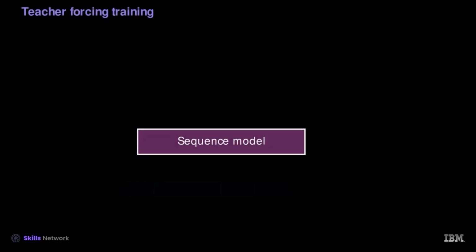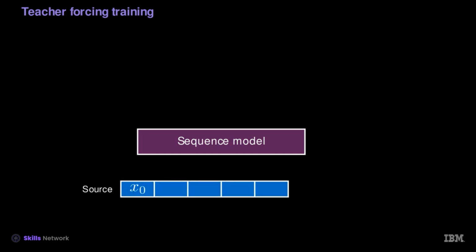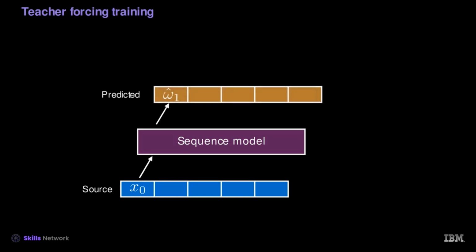Teacher forcing is a technique employed in training sequence models such as transformers. In this method, instead of feeding the model's own predictions back as inputs for subsequent time steps, the actual previous token from the sequence is used. In this example, x sub 0 serves as the initial input to produce the model's output omega hat sub 1. For the next time step, the actual token x sub 1 is used to generate the subsequent output, irrespective of the model's previous predictions. The process continues for the whole sequence.